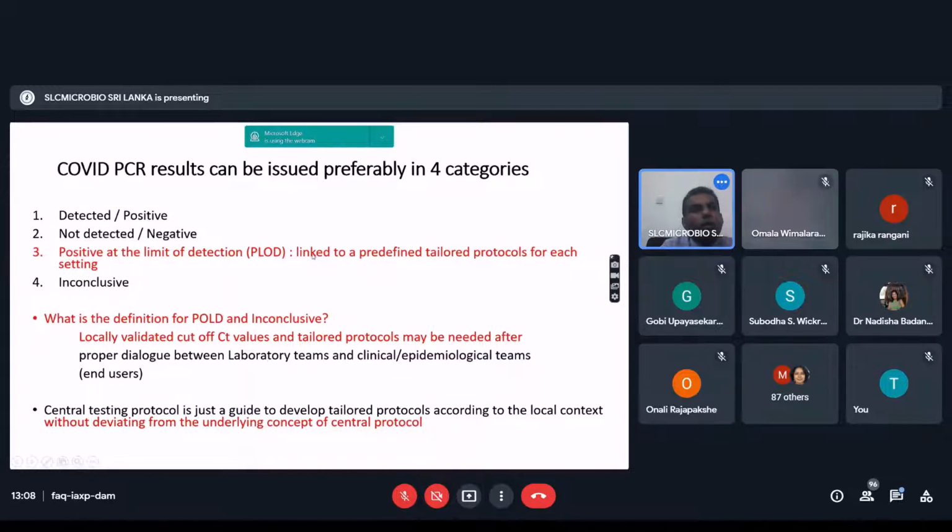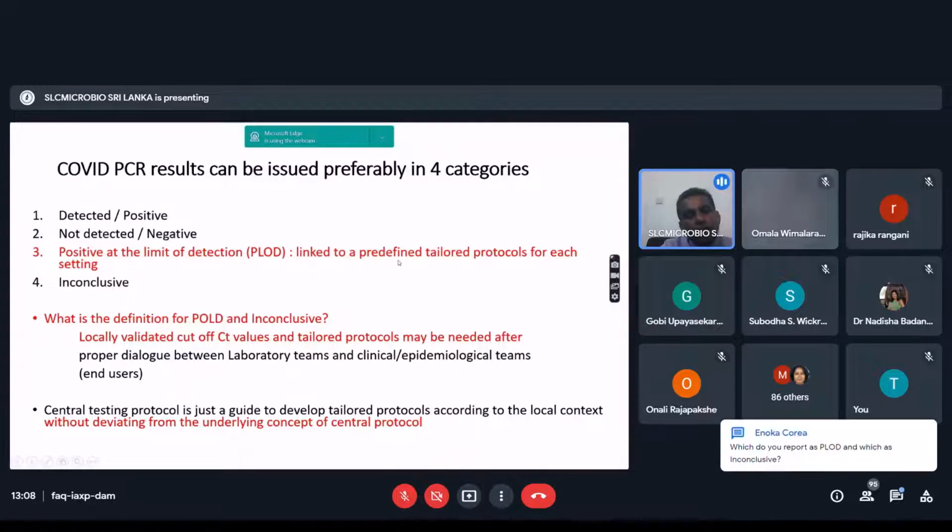So what should the end user do now? That is why all these things should come in a package, not as individual components. Then it might be misleading and confusing. So to use these types of categories, we need a good conversation with the end users to have tailored protocols for application. Otherwise, it could be confusing.